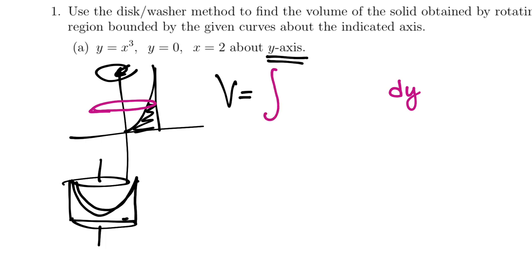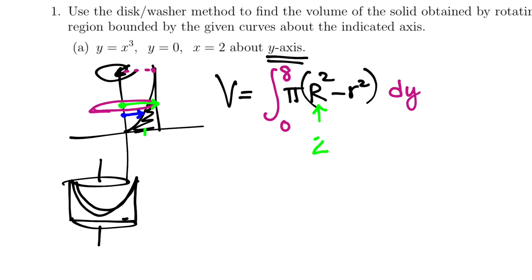What are our limits, guys? Help me out. 0 to 8. Yep, because we have to go all the way up to 8. Then it's pi, big radius squared minus little radius squared. Big radius is the distance all the way to the outside. Little radius is the distance to the gap. Your big R value should just be 2, so that should be 2 squared. And your little r value is just my curve, the cube root of y. So my little r is the cube root of y.